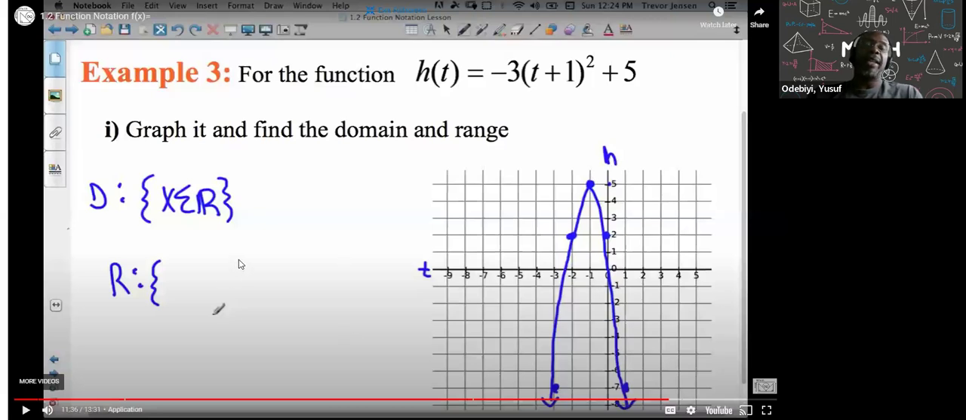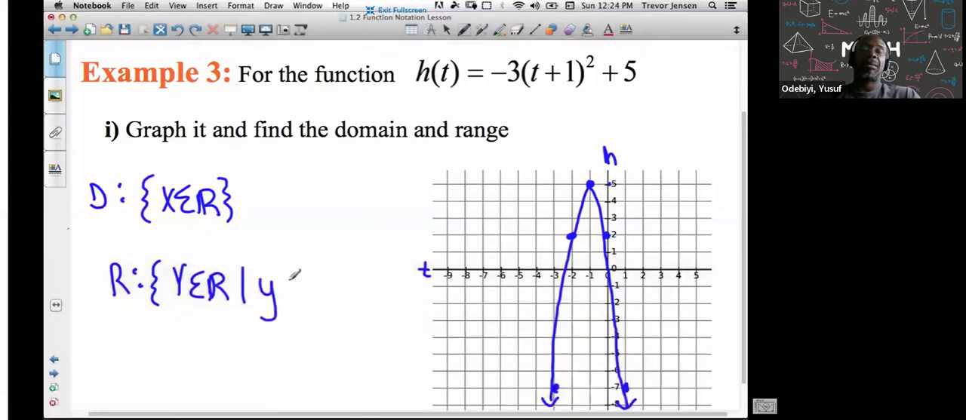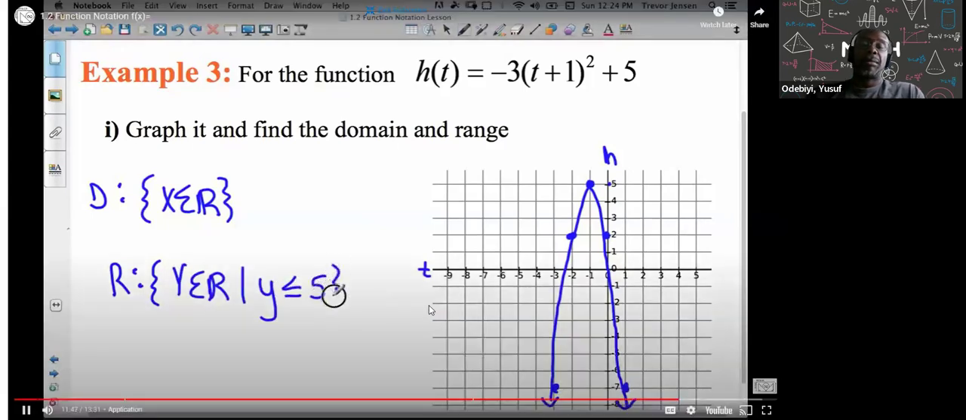Okay, and your y is less than or equal to 5. Okay. Off down to negative infinity. So y could be any real number, given that y is less than or equal to 5. It's always at 5 or below. Okay, so that's what we just said there. It can be less than or equal to 5.